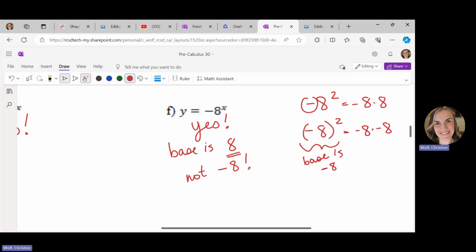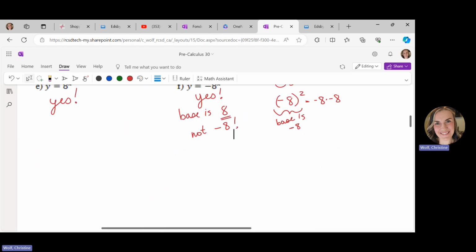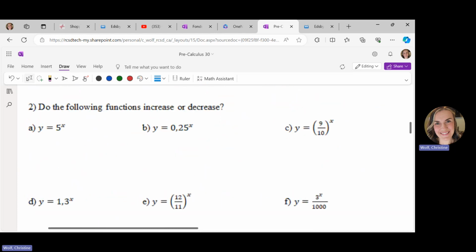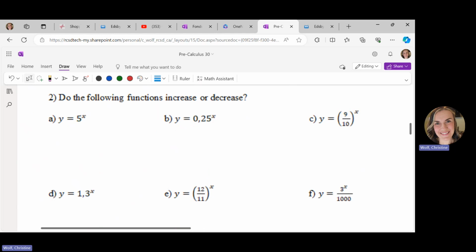All right, moving on. Another kind of easy one, we're just going to get familiar with whether these should be increasing or decreasing functions. So they move up or they move down. All you got to do to figure that out is look at your base. Is it greater than 1? Because if so, it's increasing. Is it less than 1, but not negative, right? Then it's decreasing.